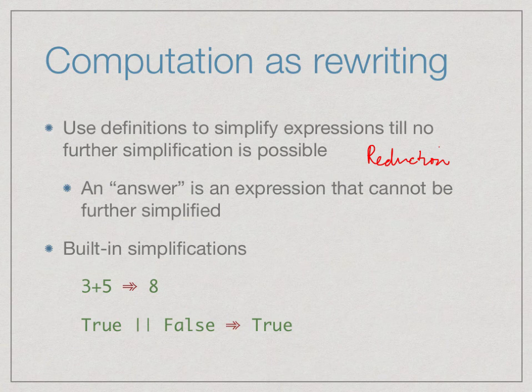To start with, Haskell has built-in definitions for the built-in types. So when we have an arithmetic expression like 3 + 5, then Haskell knows that it can be simplified to 8. It's not important for us how these definitions are built into Haskell, but these are obvious things that we all know, and this is what it means to say that these are available to us to start with. So similarly, Boolean expressions like True or False would be rewritten as True.